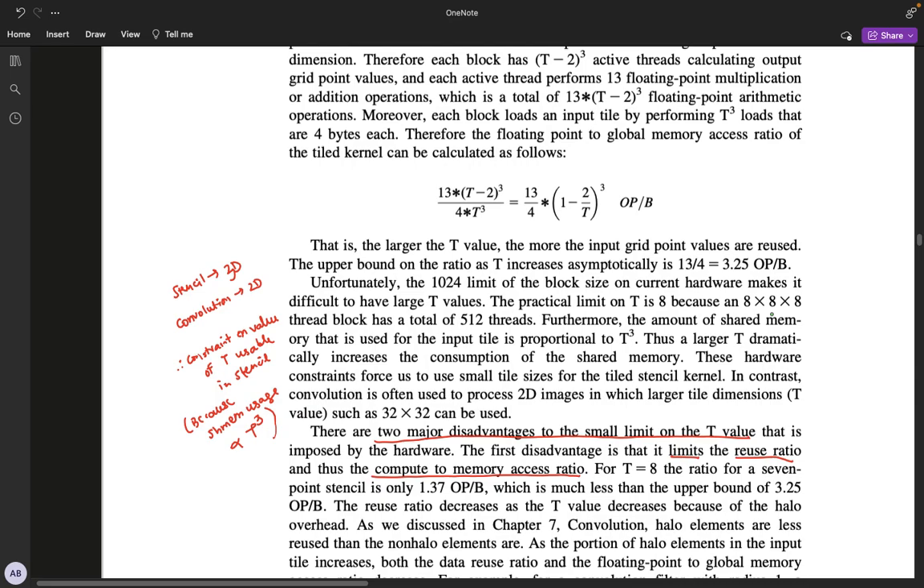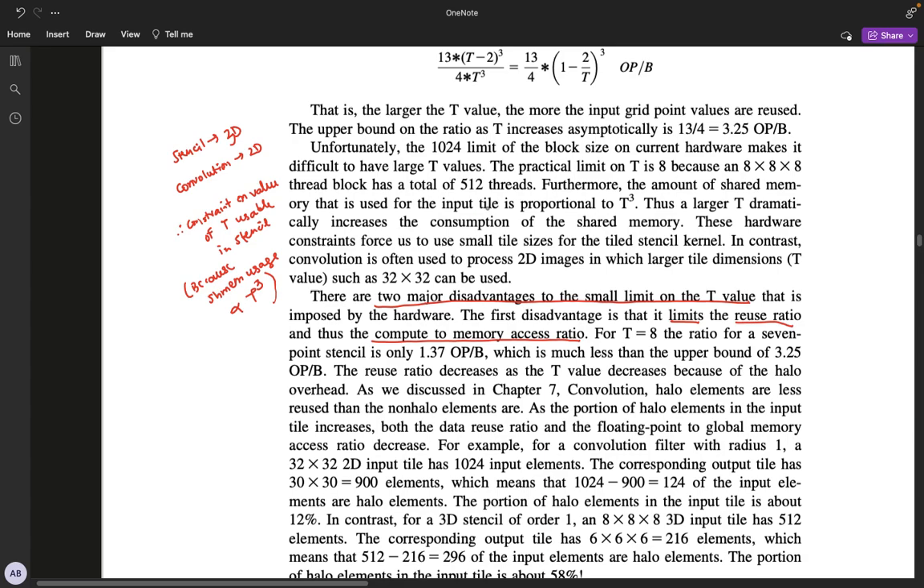Now another optimization we can do. An observation here is, since we are loading the tile into shared memory, for a 3D stencil the shared memory used is proportional to t cube, right? Because the tile has a size of t, and we are dealing in 3 dimensions, which is a severely limiting factor, because we cannot use bigger values of t because of the restriction on the shared memory size. So, as written here, there are two major disadvantages of a small value of t. The first is it limits the reuse ratio.